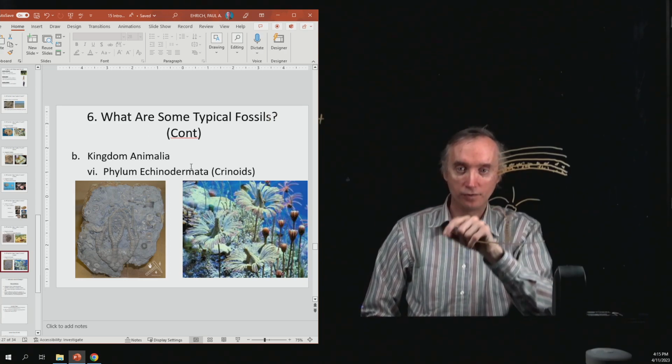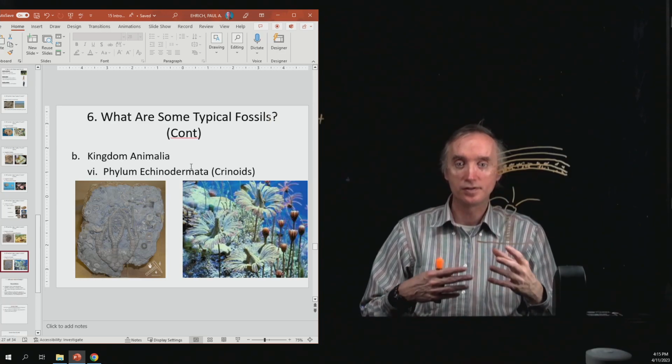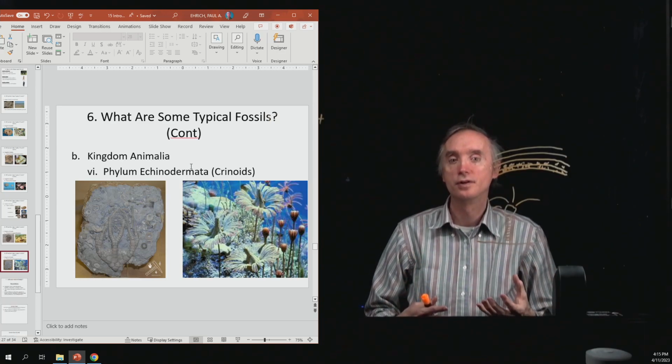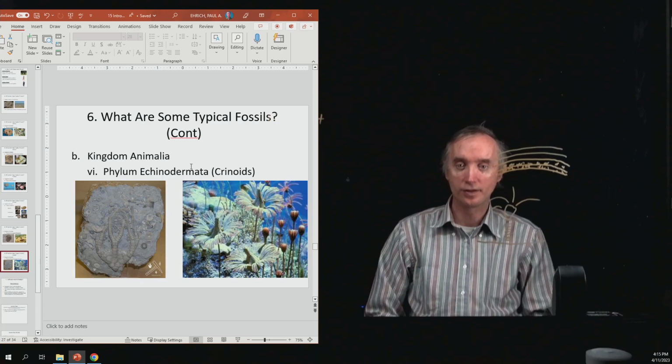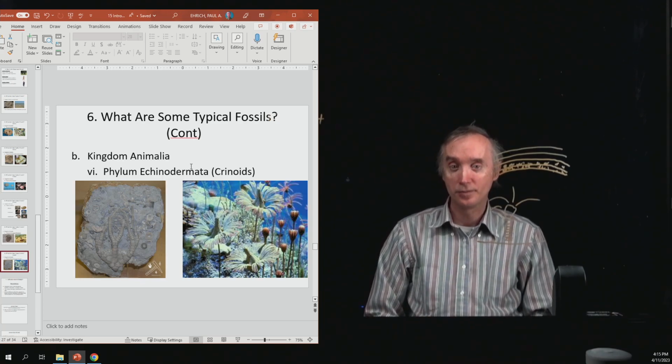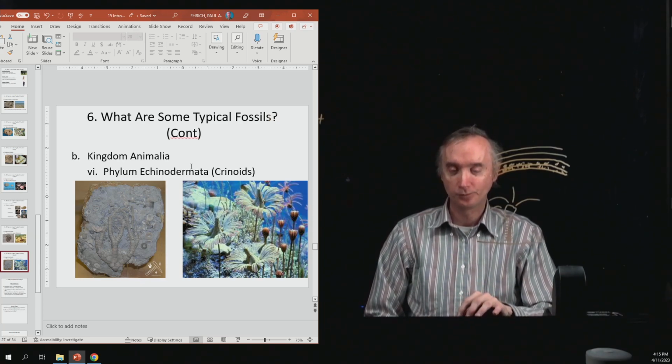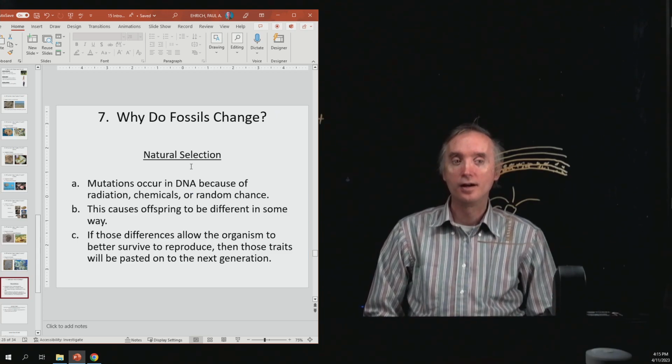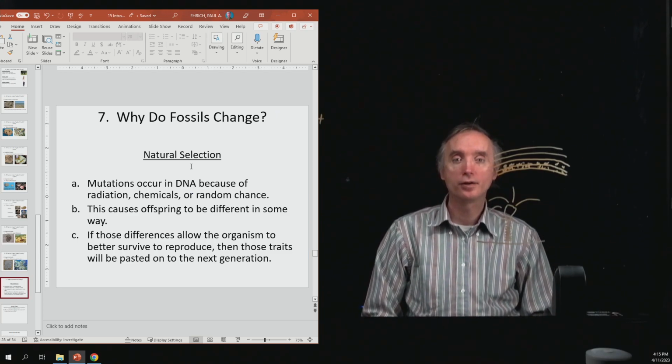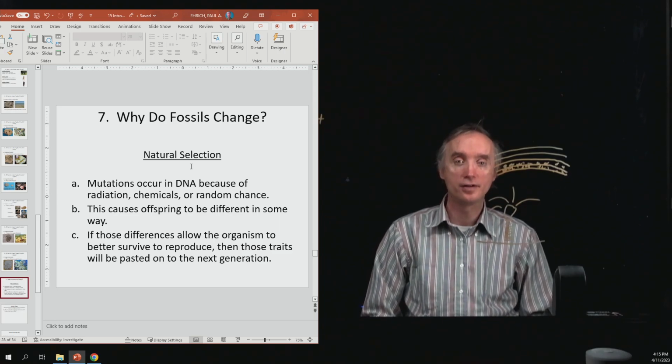So that fossil over there, you can see the stem, you can see the head, you can see the tentacles. And so if you ever do find a fossil like that, make sure and sell it on eBay, because it's worth a lot of money. All right, let's take a break, and when we come back, we will talk about why do fossils change.